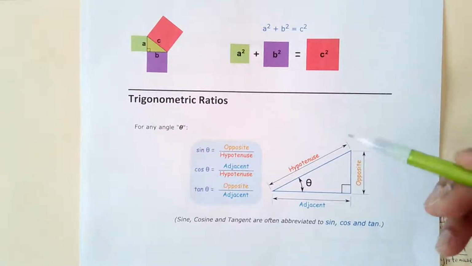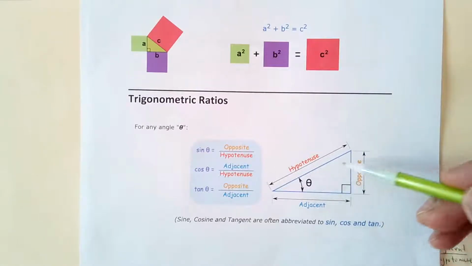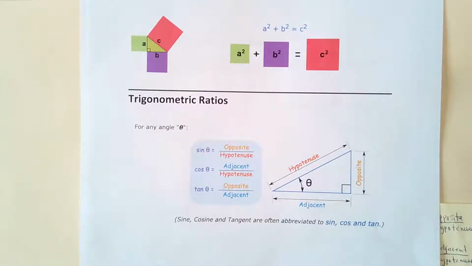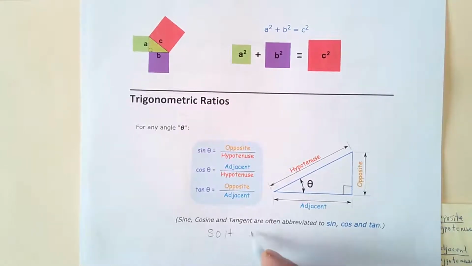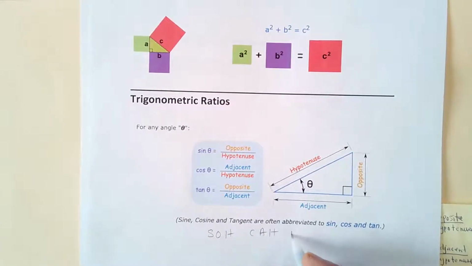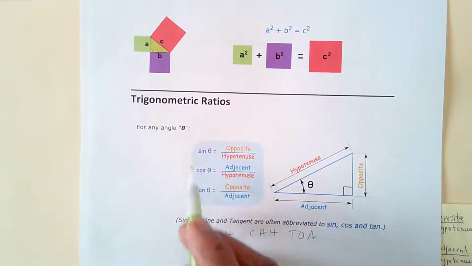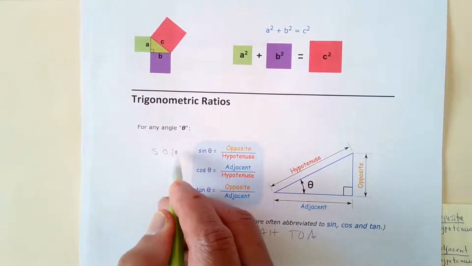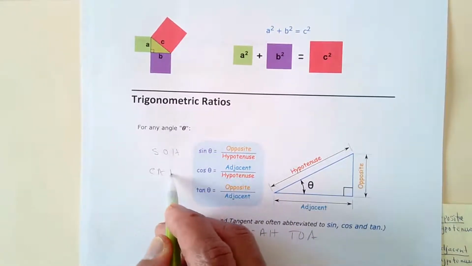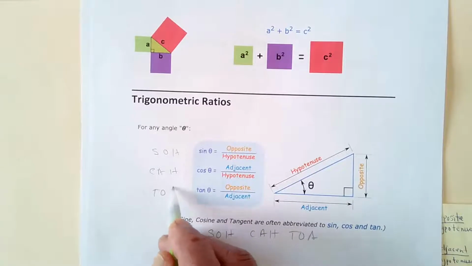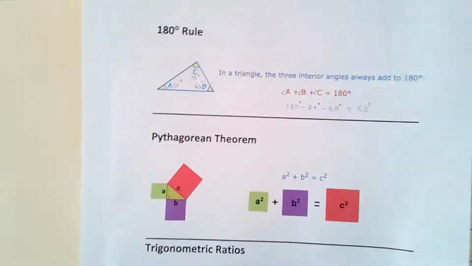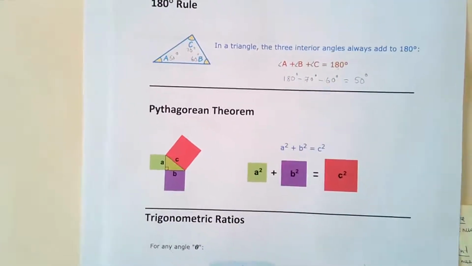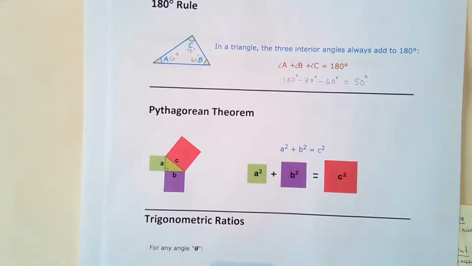Here's an angle and how the sides are labeled. And remember there's an acronym to remember this, which is SOHCAHTOA. We'll be referring to these three whenever we are solving a triangle.